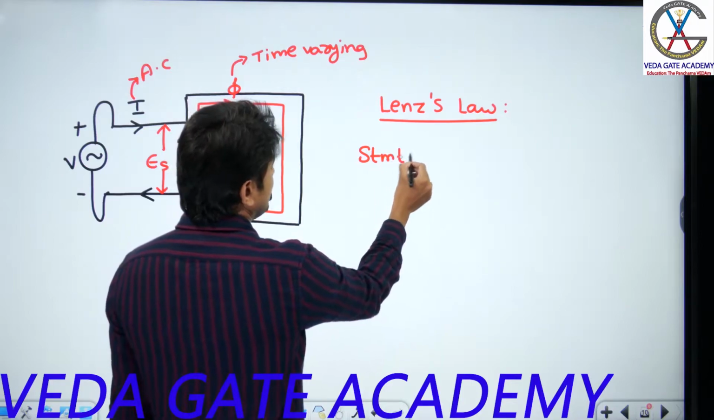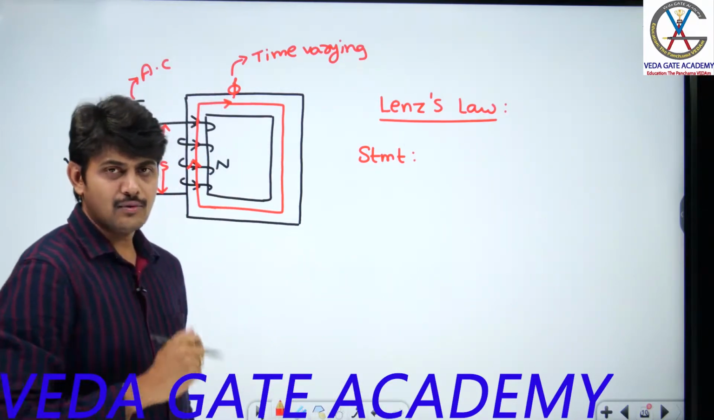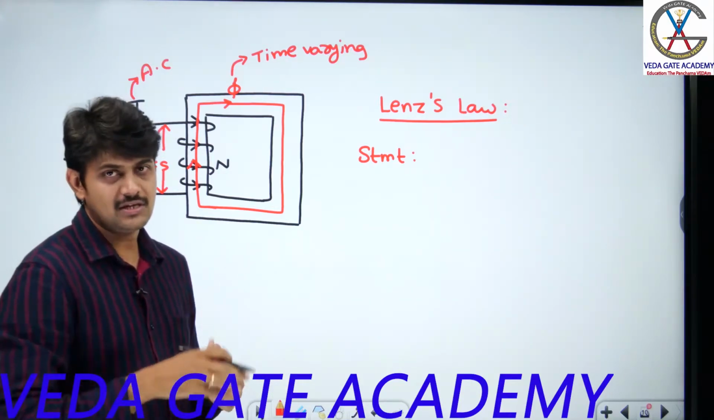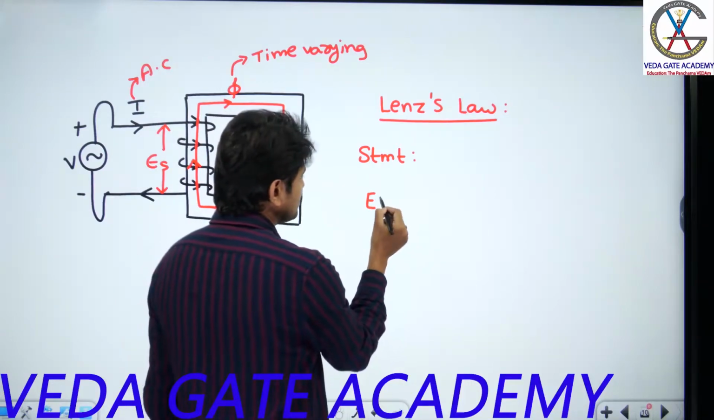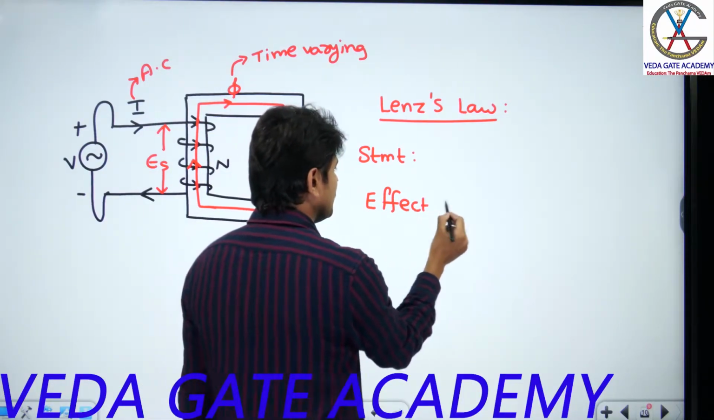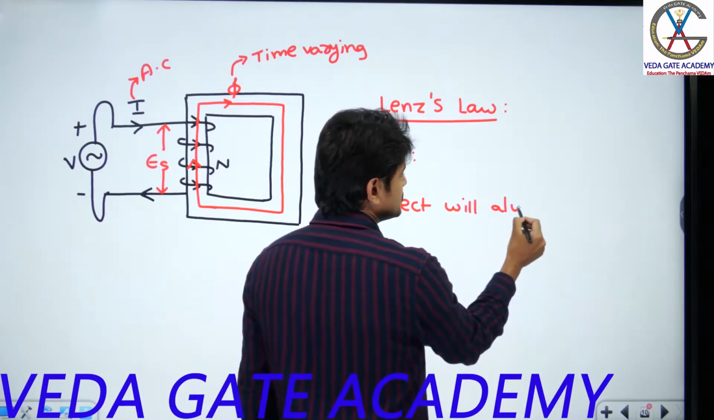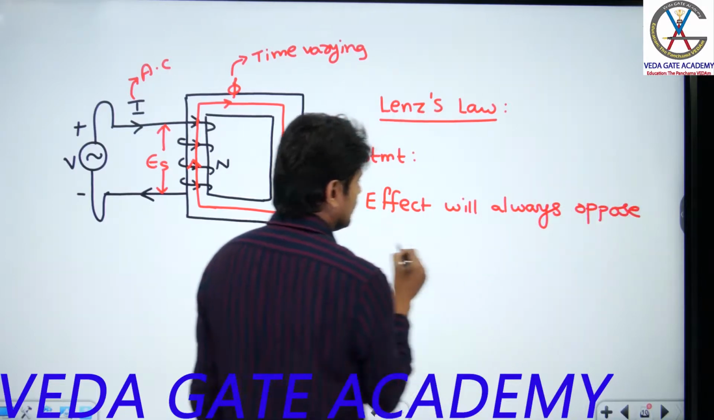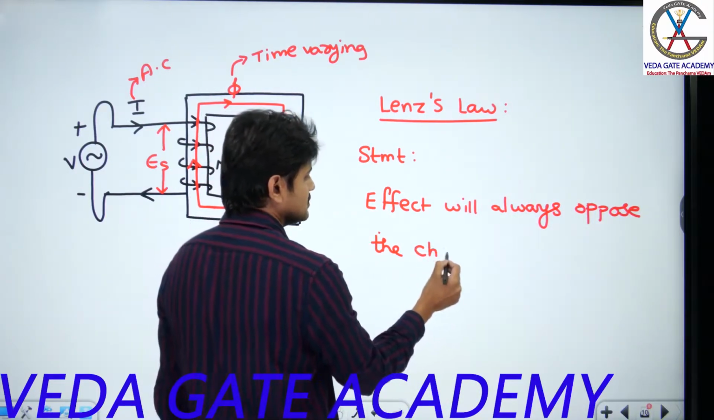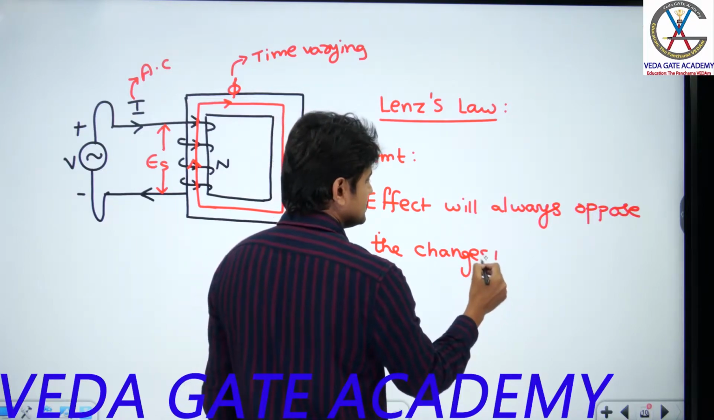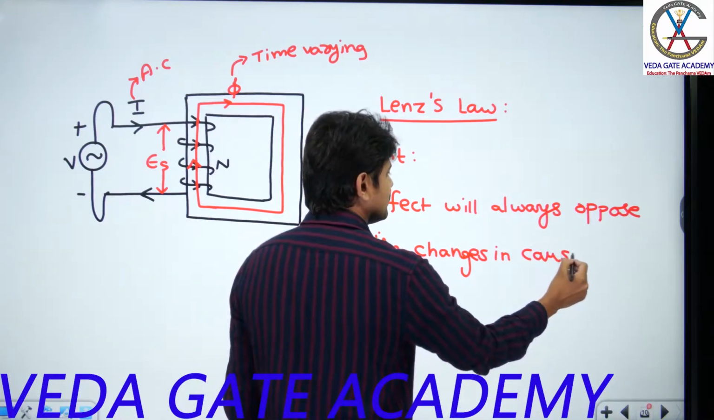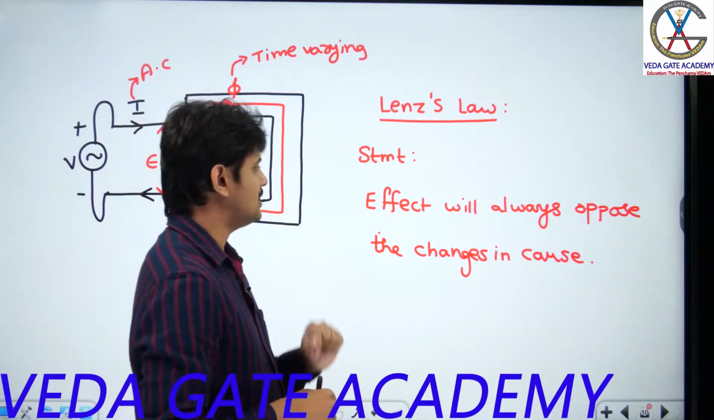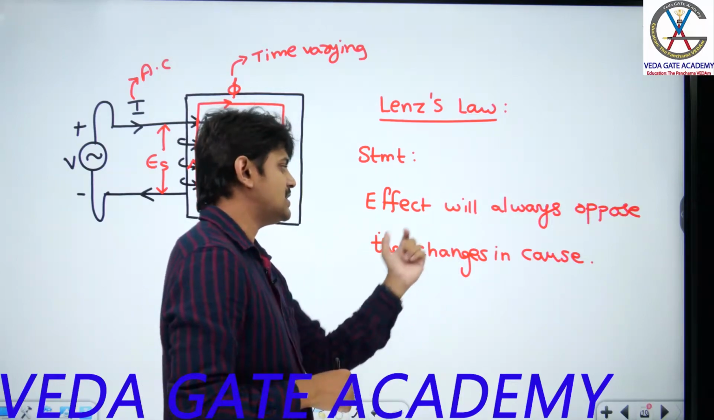The statement of Lenz's law is: according to Lenz's law, the effect will always oppose the changes in cause. Again I am writing the statement. According to Lenz's law, the effect will always oppose the changes in the cause for the production of it. Oppose the changes in cause, changes in the cause of same dimension. Please go through the statement carefully. According to Lenz's law, the effect will always oppose the changes in cause.